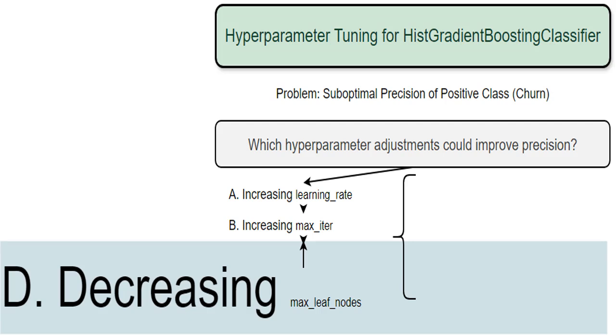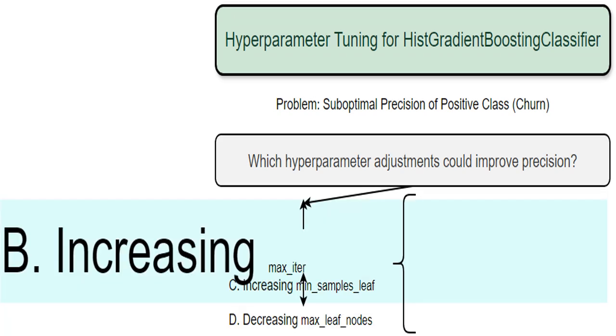It's like pruning a tree. Removing unnecessary branches. This prevents overfitting. The simpler trees, with fewer leaves, lead to fewer false positive predictions. Consequently, the model's precision will improve, as it's less likely to incorrectly identify negative cases as churn. Increasing max_iter means allowing the model to train for a larger number of iterations.